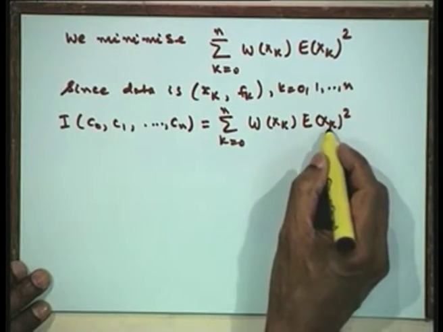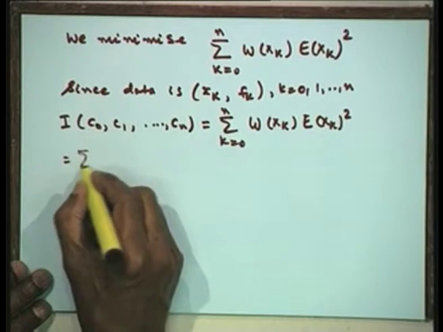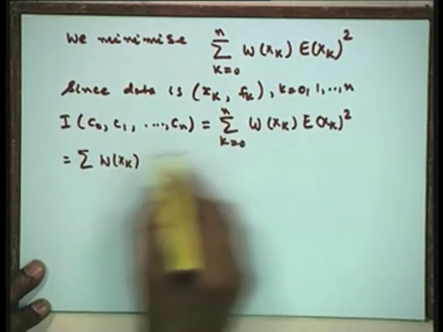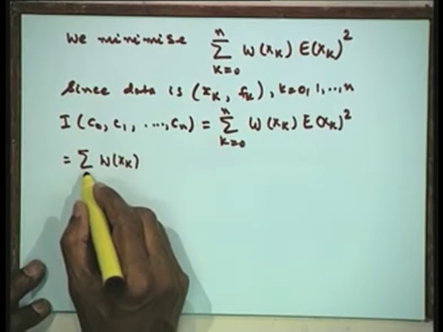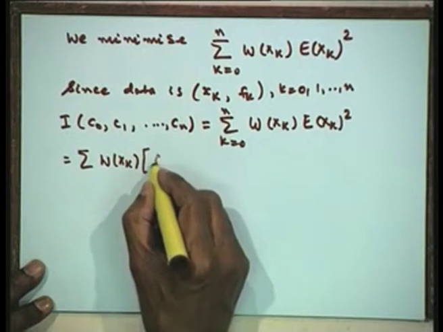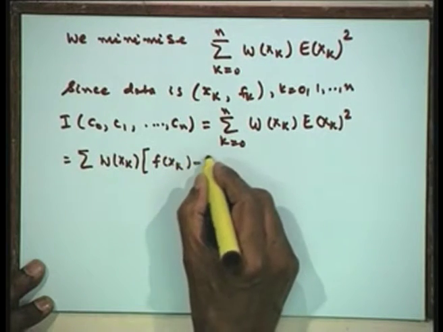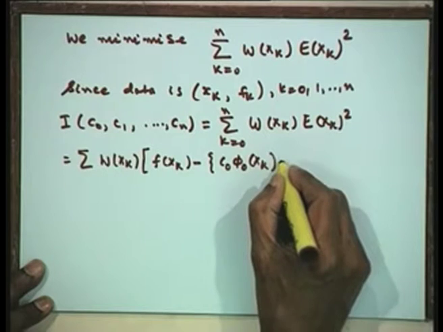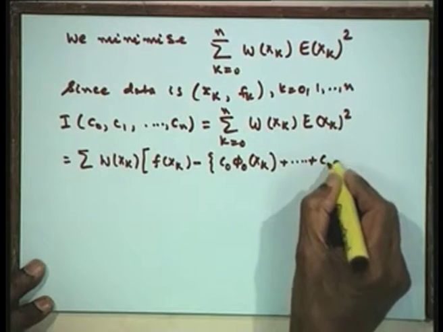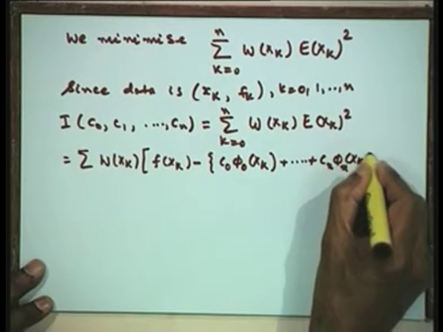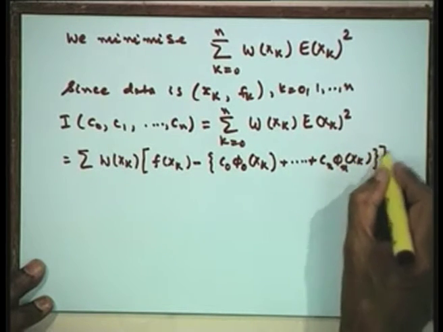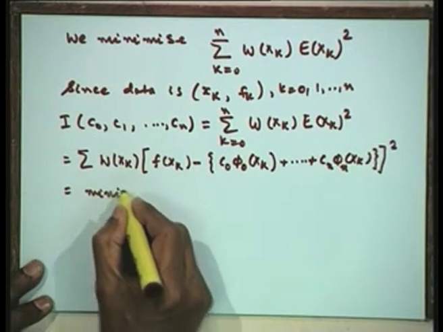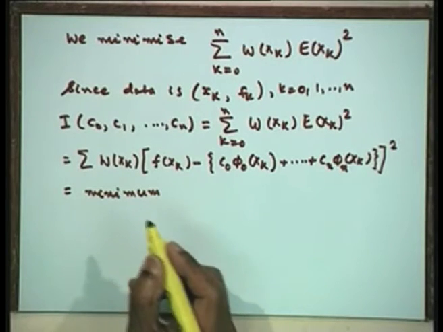Now, let us write down what is E x k. So, I can write this as summation of w x k. Now, we shall remember that k is 0 to n. So, let us drop that notation, just write down summation here. This is error of x k, that is f at x k minus C naught phi 0 of x k plus so on C n phi n of x k, all of them evaluated at x k, and this square. This should be minimum.